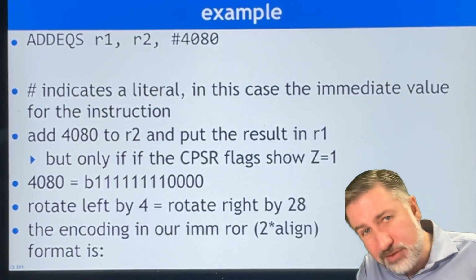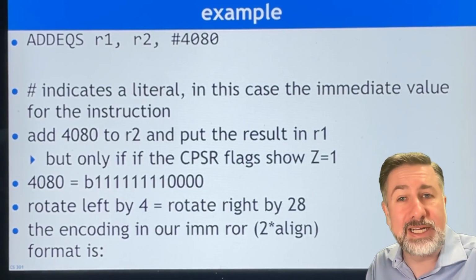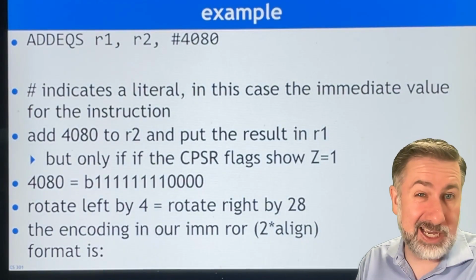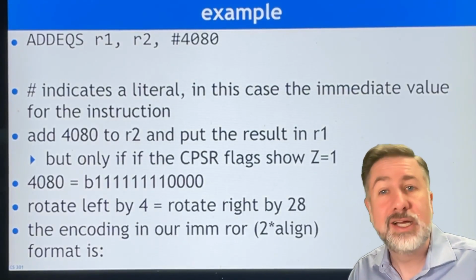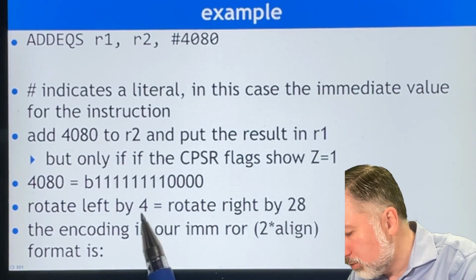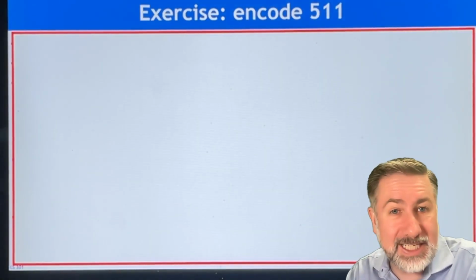Okay? We're going to shift that to the left by 4 to put them in the right place. So our immediate is rotated by 2 times the alignment. Why 2 times? We'll get to that in a second. So the alignment value is actually 2. 2 times 2 is 4, rotating it by 4, and so that's the encoding.